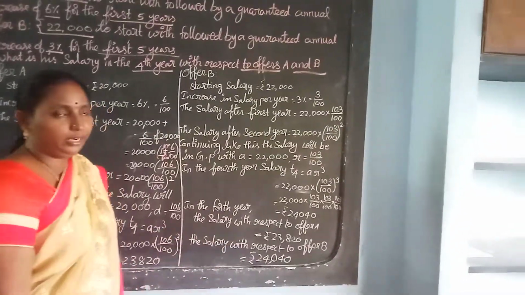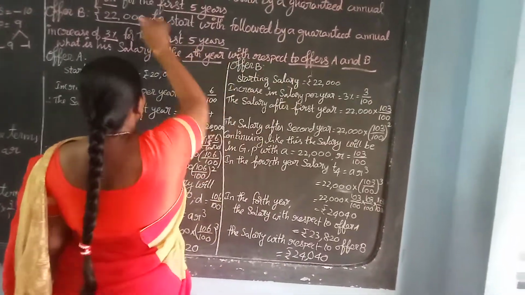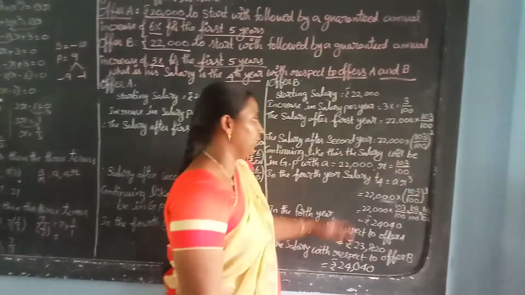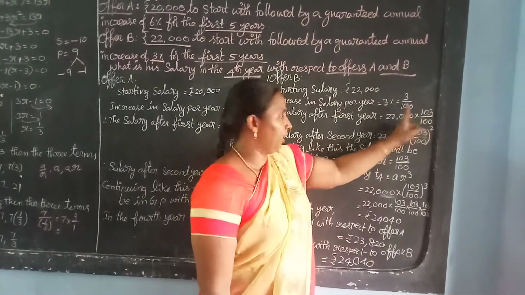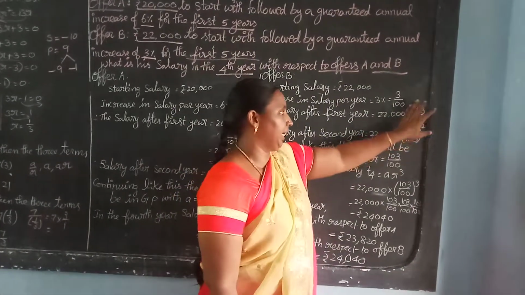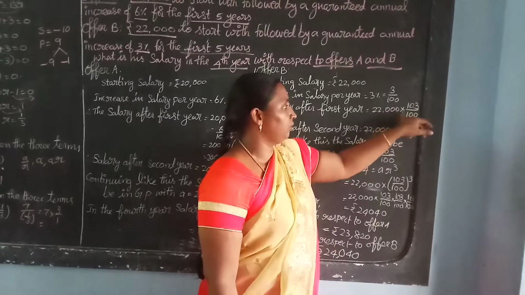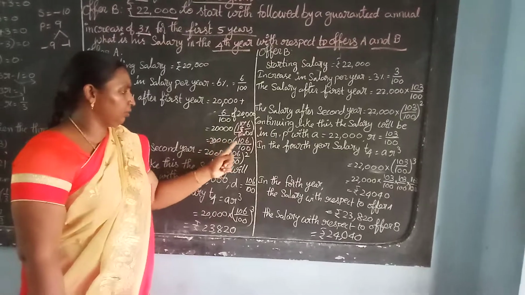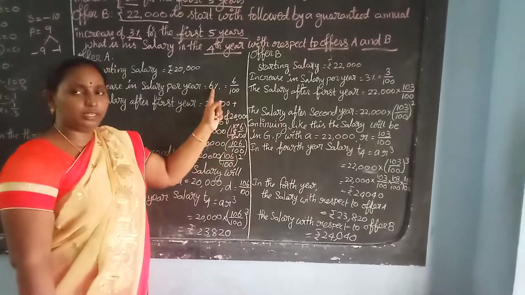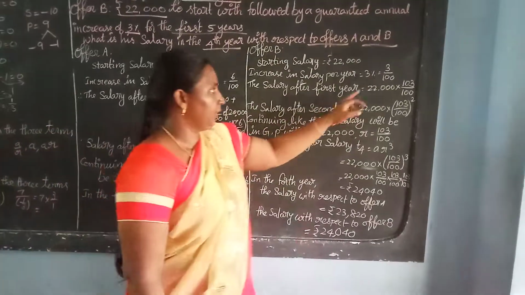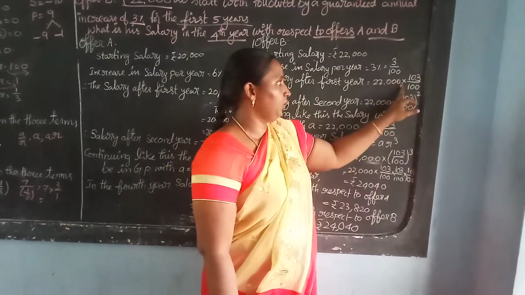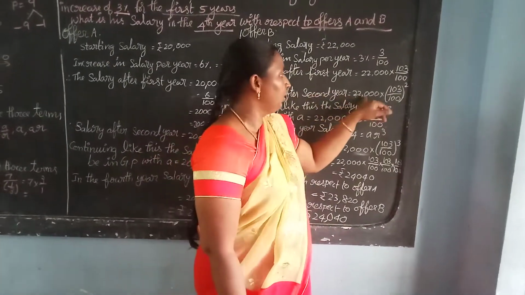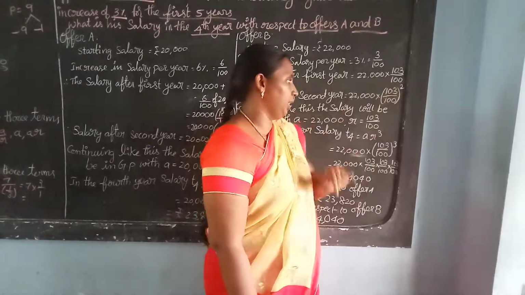Now we move on to the same procedure. We move on to the offer B. So offer B, what is the starting salary? 22,000. So increase in salary per year 3% only they gave. 3% is nothing but 3 by 100. So the salary after first year, I directly write here 22,000 into 103 by 100. So how will you get now? The same procedure here also. 20,000 into 106 by 100, 6% increase, you will get 106 by 100 here. That only, here 3% is 3 by 100. 22,000 into 103 by 100. So then salary after second year equal to 22,000 into 103 by 100 whole square.